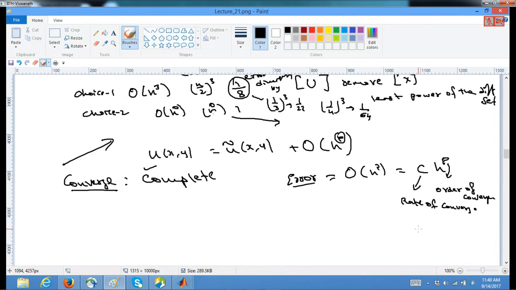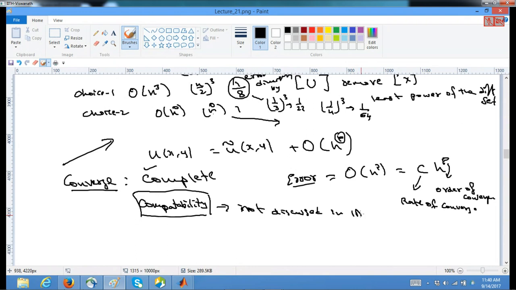But there are other things that come into the picture in the two-dimensional case, which is compatibility. This we never discussed in 1D, because there is no such problem as compatibility in 1D. But when you go to multiple dimensions, these kinds of new things will creep up. For example, what is compatibility?